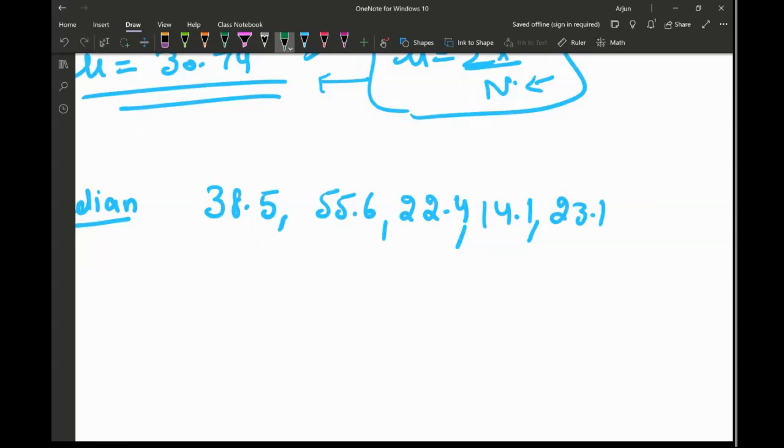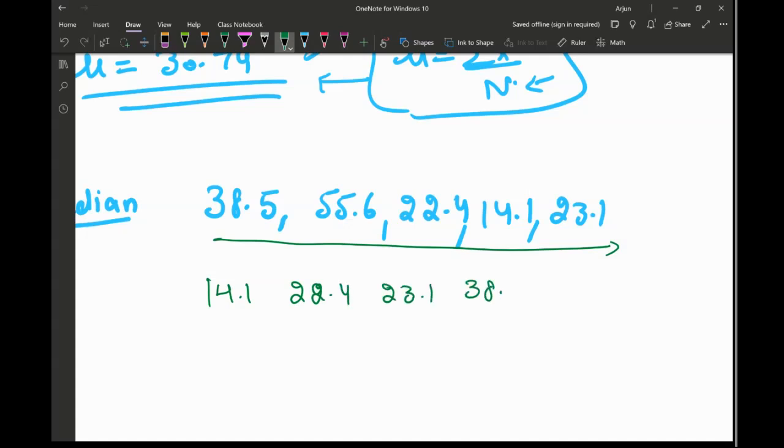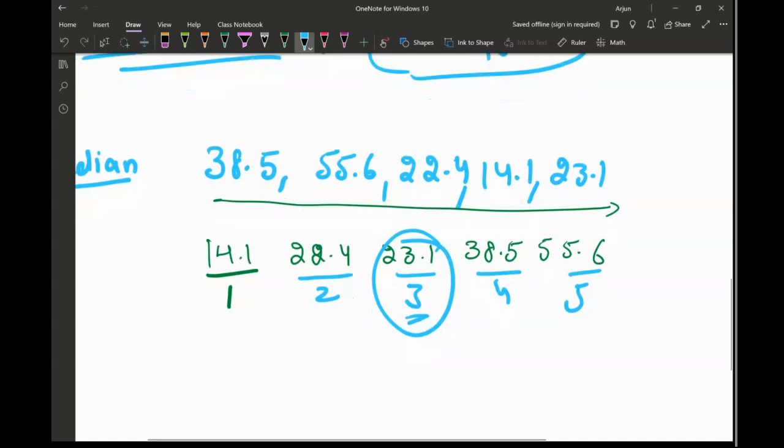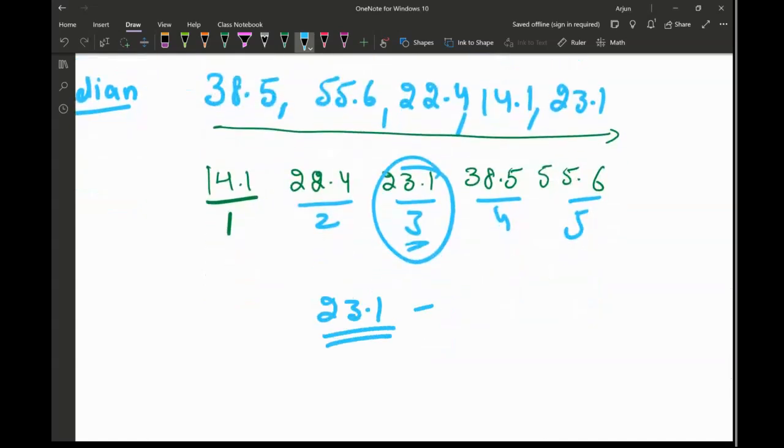Median means middle value. To find the middle value, I must put the data in ascending order. Remember this thing: if you're not going to put the data in ascending order, your answer will be wrong. So 14.1 is the smallest number, then 22.4, then 23.1, and 38.5, 55.6. What is the middle value? So data point number 1, 2, 3, 4, 5. So the middle is the third one, so I'll select this one. So the median is 23.1. So that was easy.